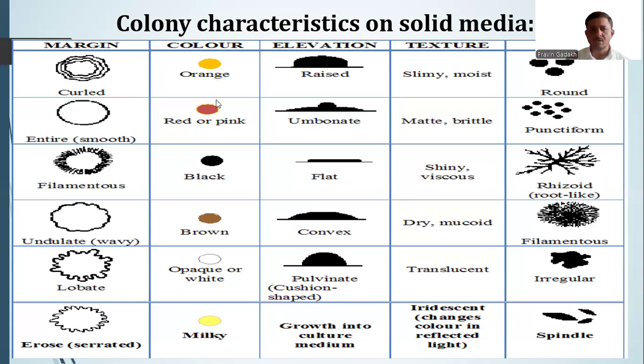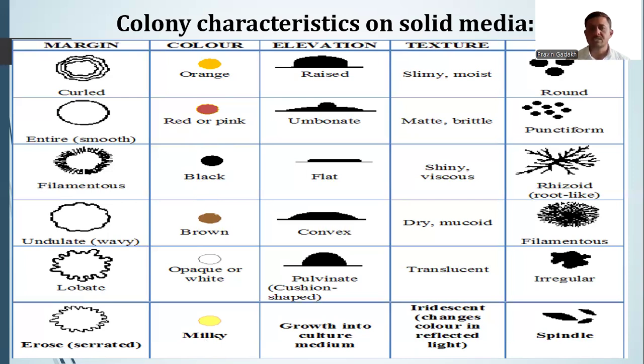When we discuss color, we can distribute organisms into orange colonies, red or pink colonies, black colonies, brown, opaque, or milky. So with respect to color, we can differentiate and report the color of the colony.